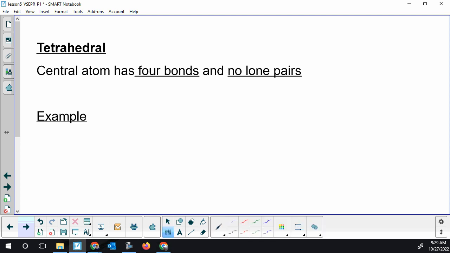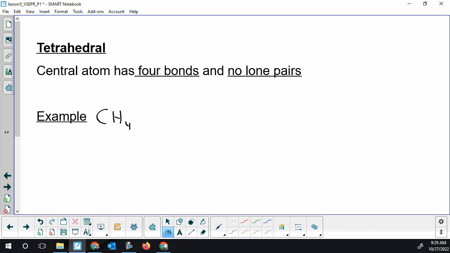So 4 bonds, no lone pairs. We've already seen this in our notes today, and we've seen it in the past. Methane: carbon loves to have 4 bonds and no lone pairs. As long as there are no doubles or triples with the carbons, you're going to get a tetrahedral shape.